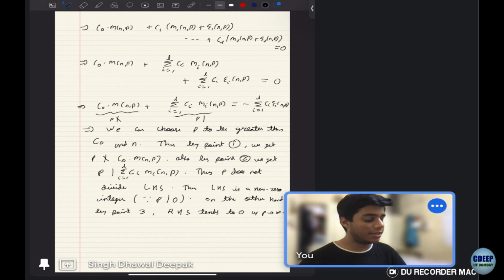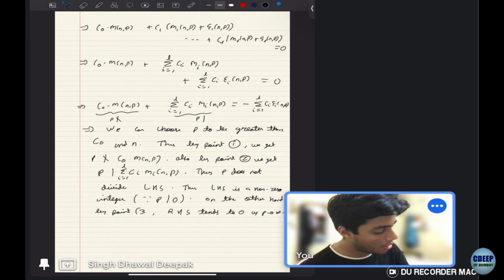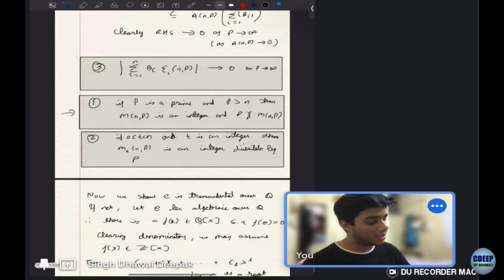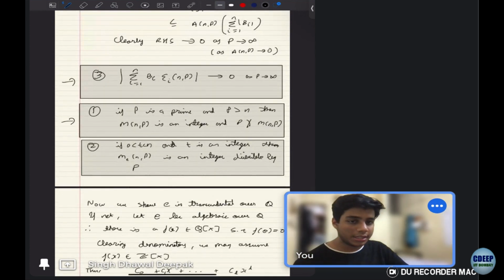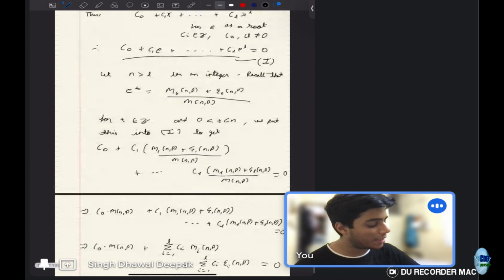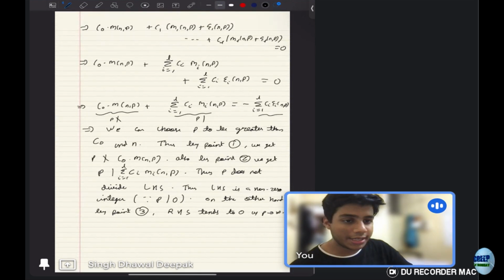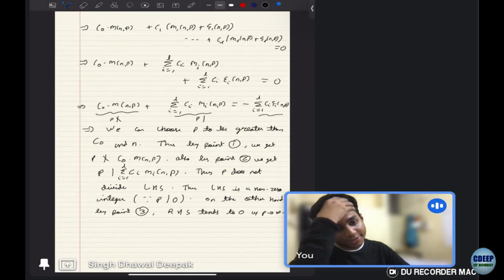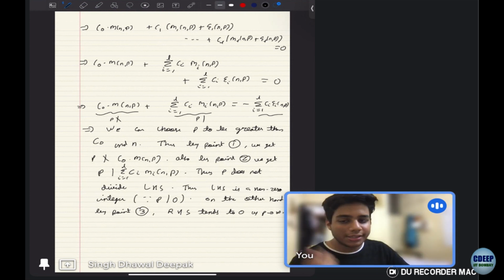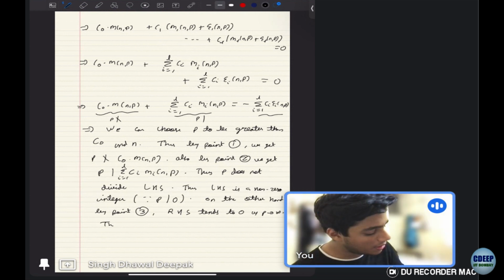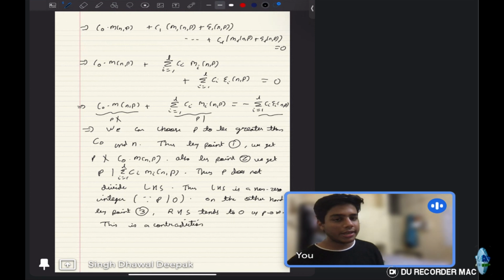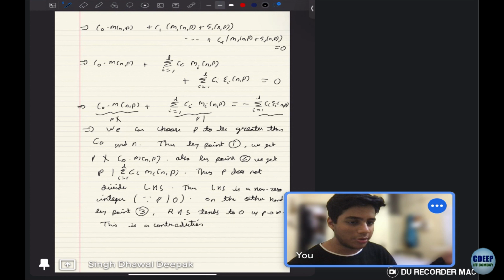Why? Let us go and look at what the point 3 was. Point 3 was that this summation beta i epsilon i np tends to 0 as p tends to infinity. And that is exactly what we have on the RHS. ci's are integers, their beta i was integer. And as we can see, this is a contradiction. A non-zero integer can never tend to 0, never be equal to 0, never be very small, because it should be between 1 and minus 1.